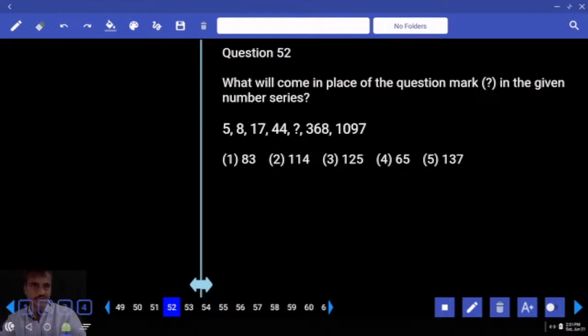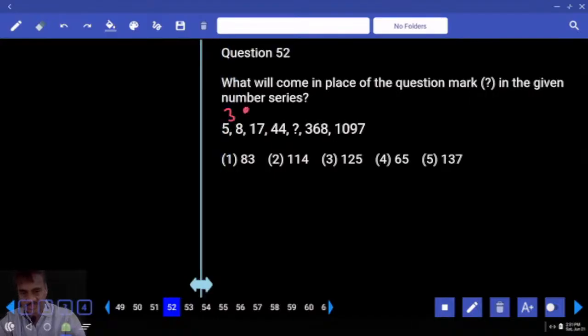Then question number 52. Tell me, 52. No, sir. 5 and 8. Difference is 3. Now here it is 9. Then 27. 3 into 3, 9 into 3, 27 into 3, 81. 81 means now 125. 125, choice 352.